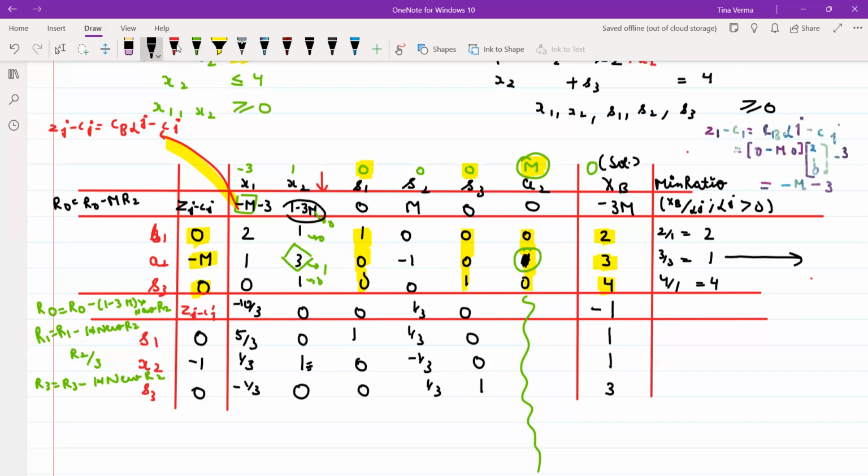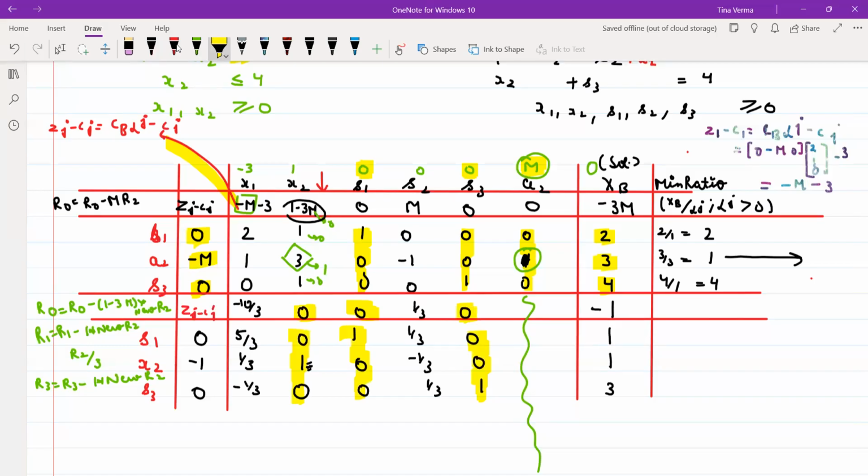So you can even notice here your S1 is basic variable, so you have 1, 0, 0. You have X2 basic variable 0, 1, 0. You have S3 variable 0, 1, 0. And S1 corresponding to this X2, this is 0. S1 corresponding to this is your 0, right?